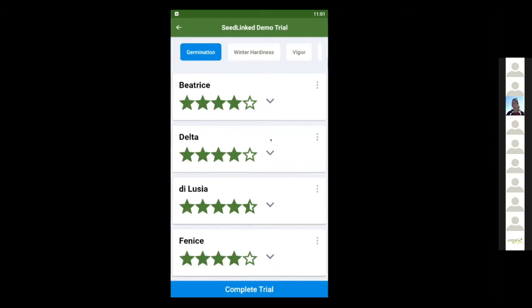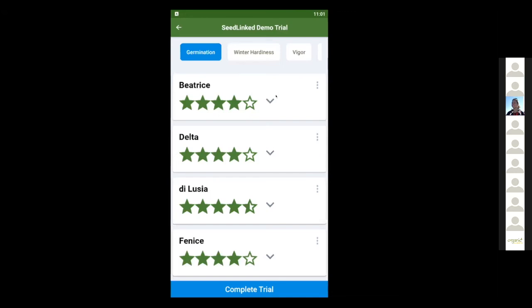Now there's two, I had three in my mind earlier, but the third one's escaping me. There's two really great advantages to using the mobile version to do your evaluation in the field. The first one, which I mentioned, is that you're doing the evaluation and it's done. You don't need to write it down and then transfer it into SeedLinked later. And the second one is you can take a photo with your mobile phone and tie it right to the variety as well. So I'll show you that in a second.